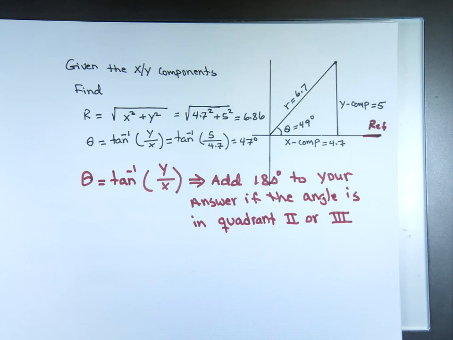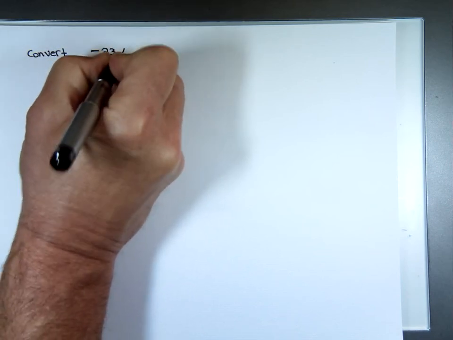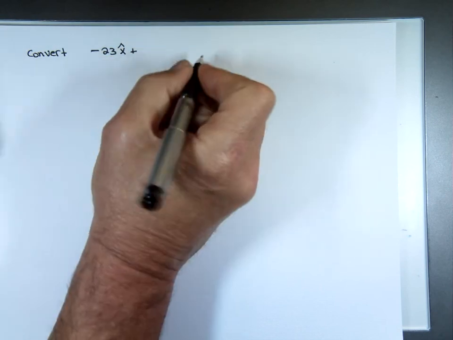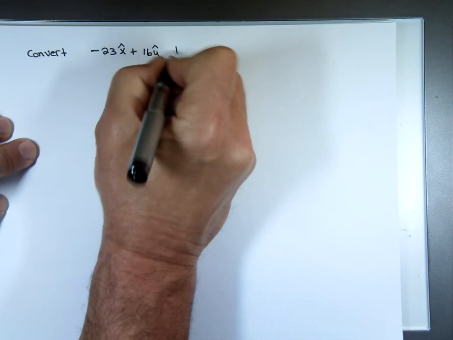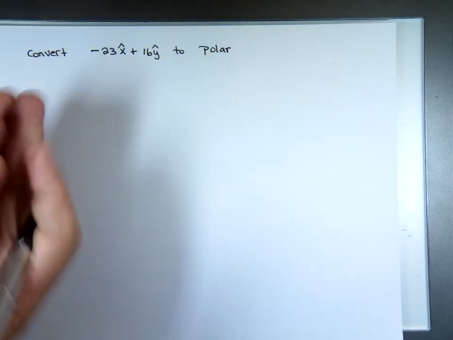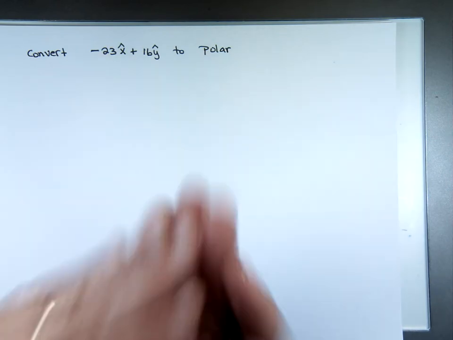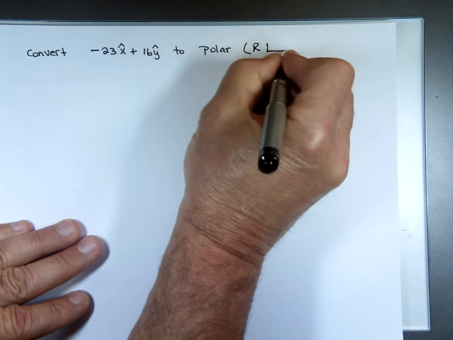I'm going to give you this vector. I'll give you the x and y component. Convert this, which is called rectangular now, negative 23x plus 16y, to polar. So you have a vector. I'm giving you the x component and the y component, and I'm saying give me r and theta. That's what polar is. I need to know what r is and what theta is.